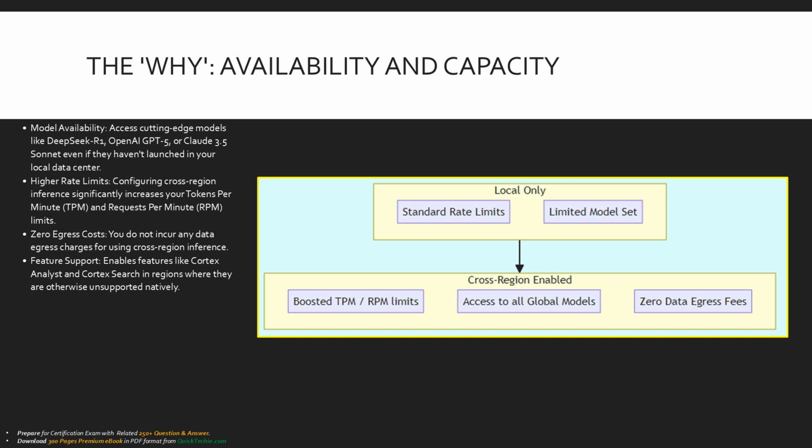This comparison diagram highlights the immediate upgrade your account receives. On the left, a local-only setup restricts you to standard rate limits and a limited model set. By moving to the right, cross-region enabled, you instantly unlock boosted token and request limits, gain access to the entire global roster of Snowflake models, and do so without incurring any data egress fees. It is a massive architectural advantage for high-scale AI applications.